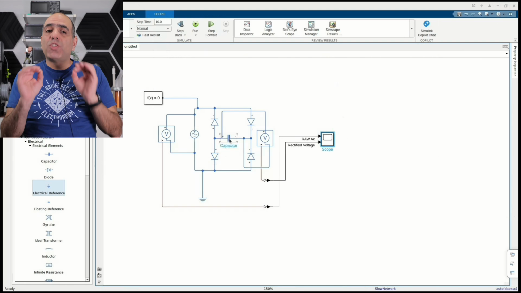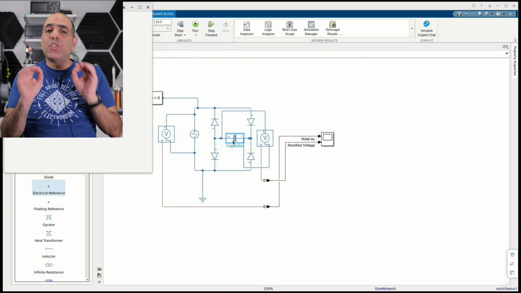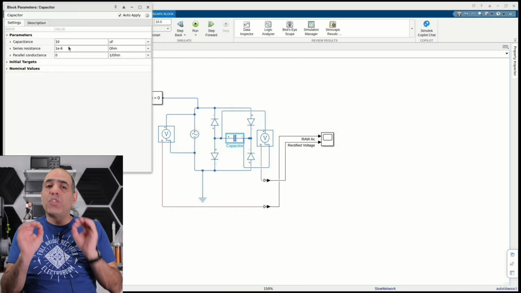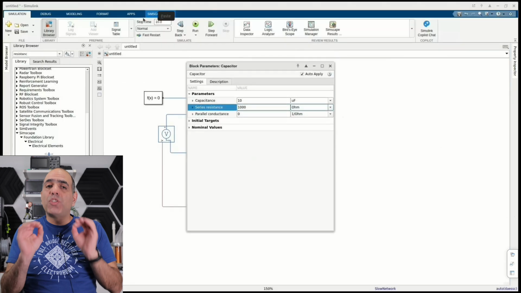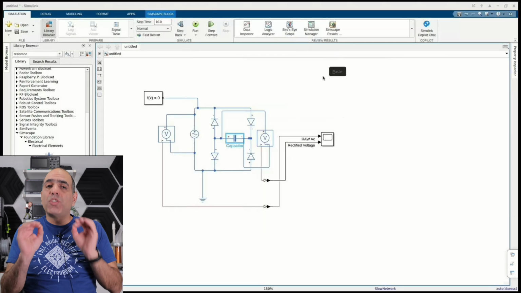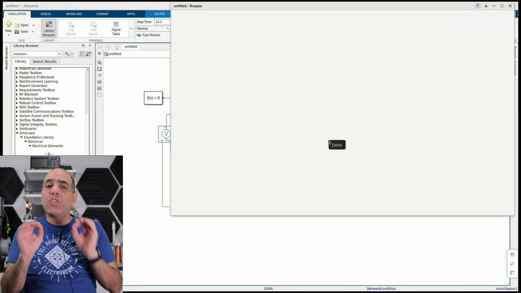Now if along with this capacitor I add a series resistance of, let's say, 1000 ohms, then we will be seeing some ripples. So this is a capacitor with series resistance. Here it is not shown in the circuit, but as you have seen in the block set, I have selected the series resistance of 1000 ohms, or 1 kilo ohm. There should be some ripples with the capacitor of 10 microfarads only. So let's see what happens now.